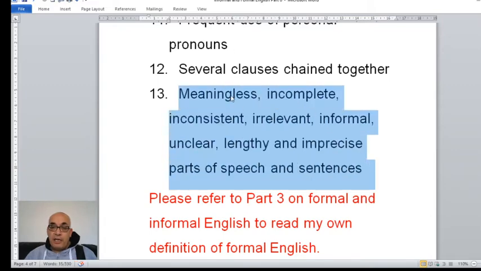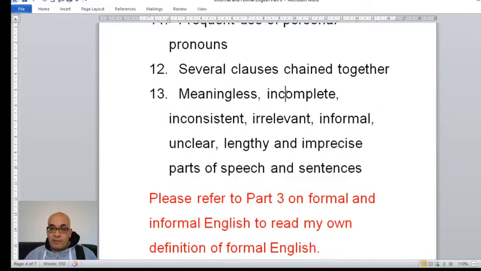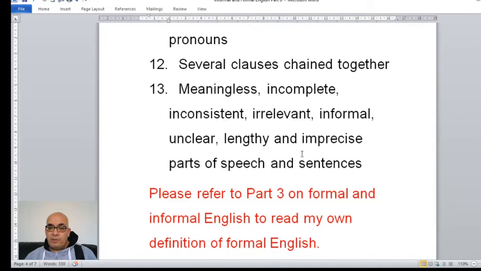Formal English is meaningful. Formal English is complete. Formal English is consistent. Formal English is relevant. Formal English is formal. Formal English is clear. Formal English is not lengthy. It's brief. It's precise. It's accurate. Again, in formal English we use formal words and formal sentences. Please watch part 3, 4, 5, 6, 7a and 7b, and you will see a lot of examples.